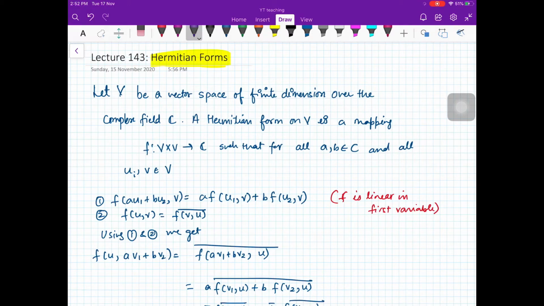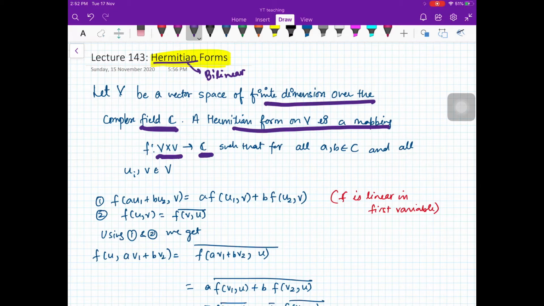Here we will be talking about Hermitian forms. As we have talked about quadratic forms, here we will be talking about Hermitian forms. First of all, this is analogous to bilinear forms. So let V be a vector space of finite dimension over the complex field C.